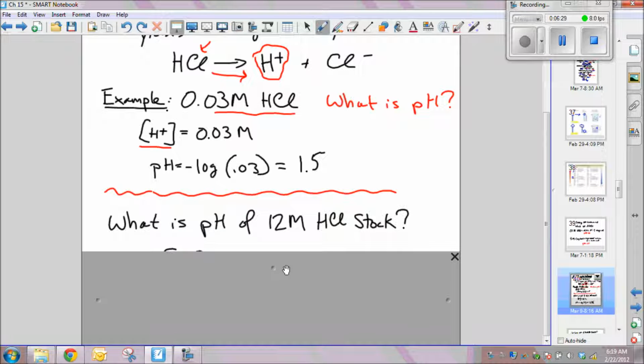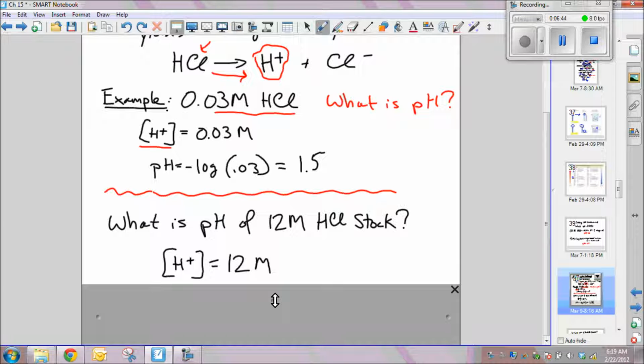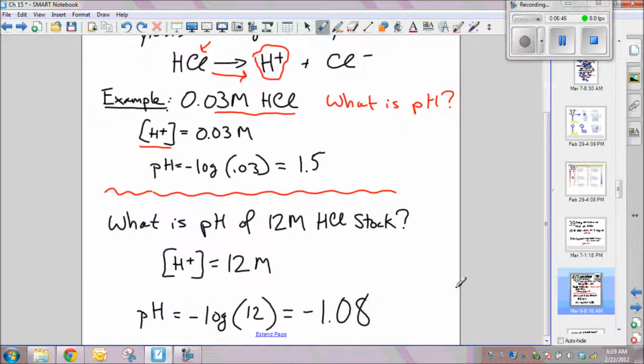Actually, let's show you this. What is the pH of 12 molar HCl stock solution? That's how I buy my hydrochloric acid to make dilutions of that for your labs. The molarity then of the H plus ion would be 12 moles per liter. What's the negative log of 12? The negative log of 12 is negative 1.08. So that's right. The pH of my 12 molar stock solution actually is a negative number. So the pH scale can go lower than 0, can also go higher than 14 for really concentrated solutions of a strong base.